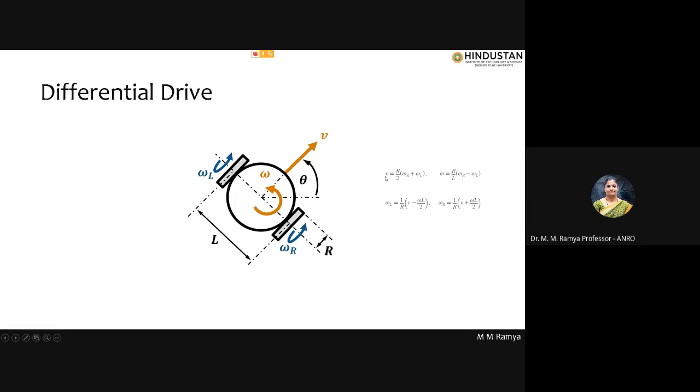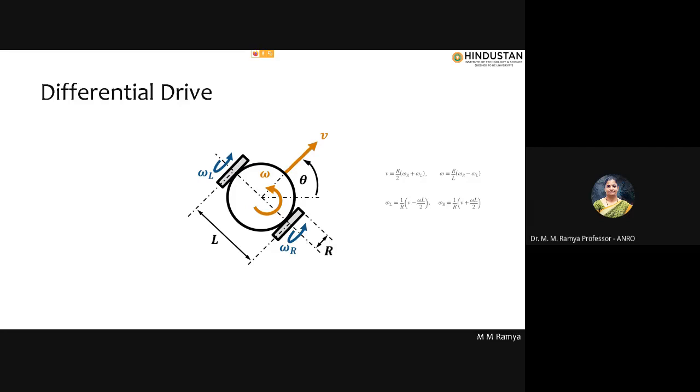So this first formula, we generally call it forward kinematics, where given the wheels' velocity and the design constraints, whatever measurements you have taken for designing the robot, you will be able to identify at what linear velocity and at what angular velocity the robot is actually moving. This is called forward kinematics.